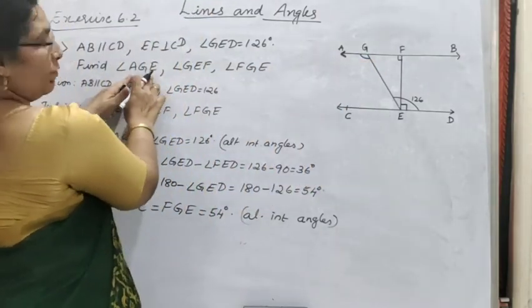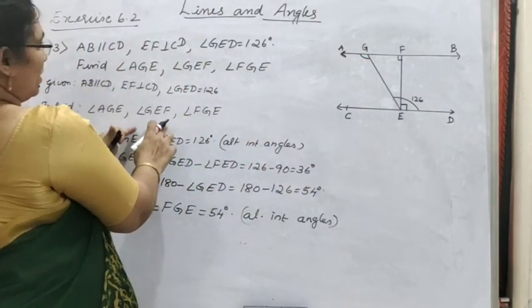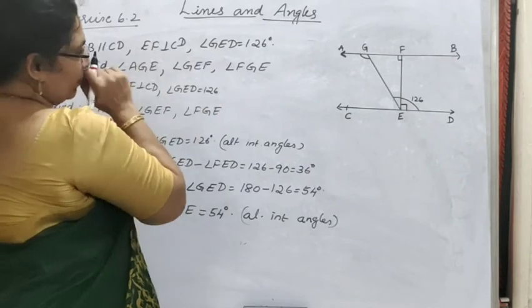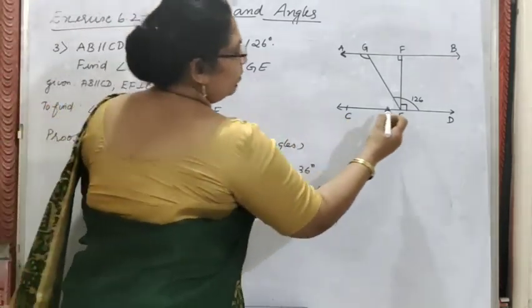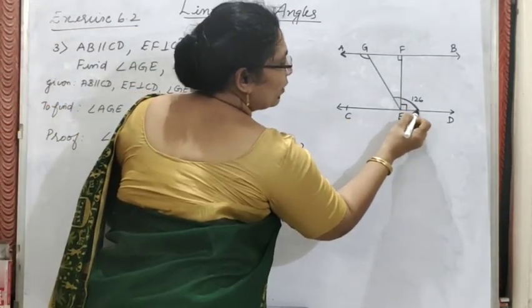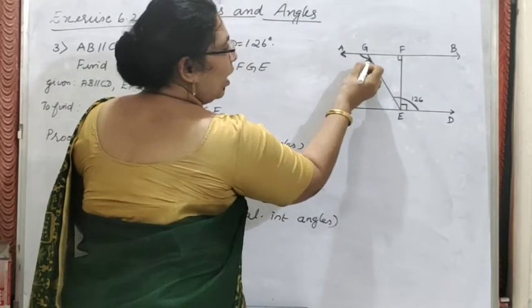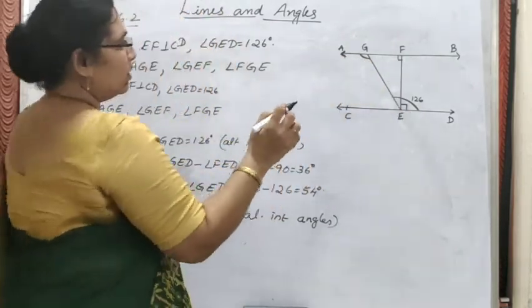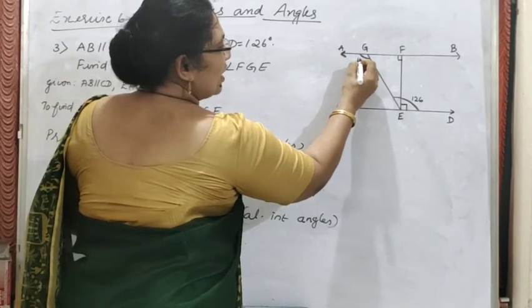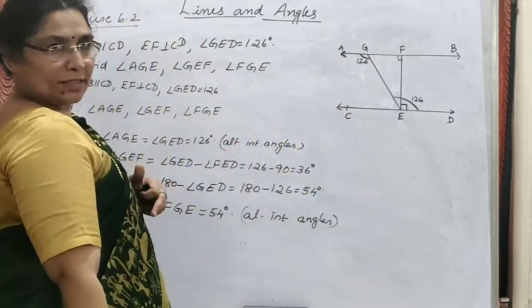You have to calculate first angle AGE only. Now what is given in the question? Angle GED is 126 degrees. So here we have marked already 126. So these two are alternate interior angles. So if it is 126, here also I can write 126, right?